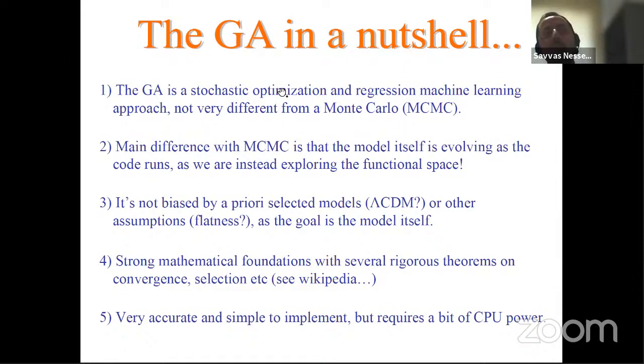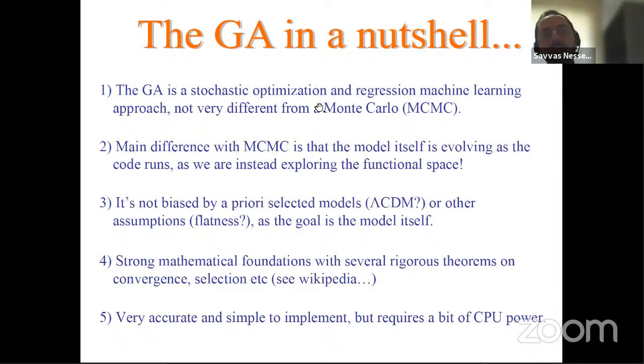Now, why are they similar to a Monte Carlo? In the Monte Carlo, I guess everybody knows how it works. You have a model with some parameters, and you do a random walk in this parameter space. The idea behind the genetic algorithms is that you do something similar, but now you don't have a model. You have a set of functions, and you are exploring the functional space. So it's a bit more abstract, and I will explain in a moment more what I mean by this.